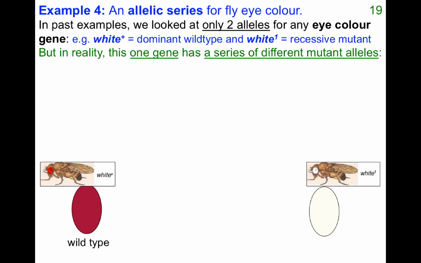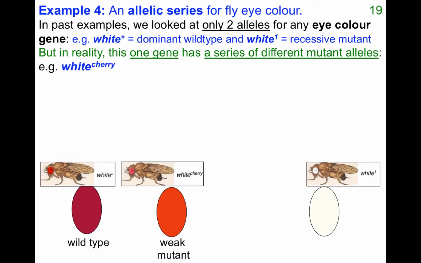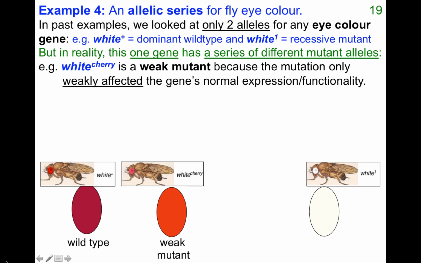So it's still one gene, but there's a whole bunch of different versions that exist. For example, for the white gene, there's one called the cherry allele because it gives you this more reddish cherry color. And we call that a weak mutant because it doesn't really affect the color that much. It just makes it a little bit lighter, a little bit redder. So we call it a weak mutant because the mutation doesn't really damage things or change things too much.